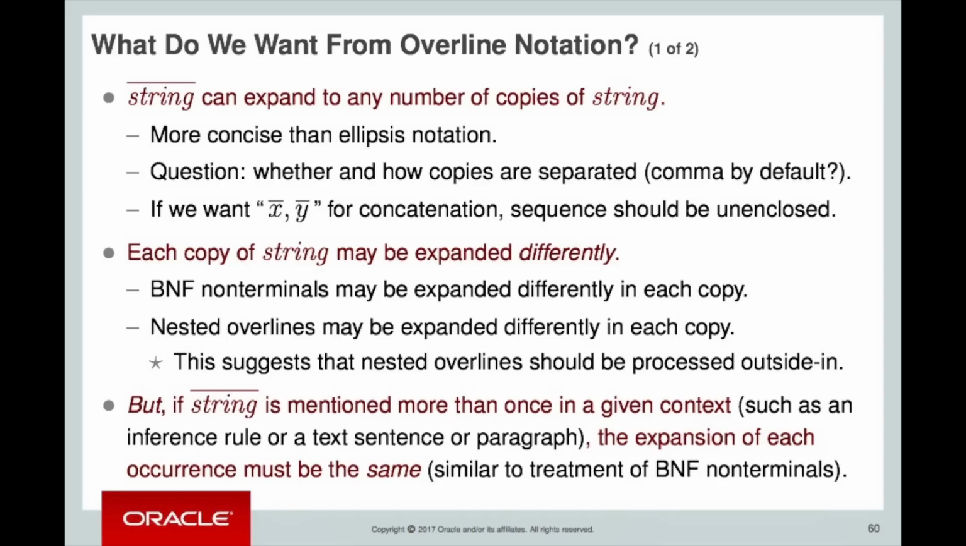Let's talk a little about what we want from overline notation. Let's try to analyze it from a language analysis point of view. We know an overline string expands to any number of copies of string. This is more concise than the ellipsis notation. There are questions about how the copies are separated, whether a comma is there. I'm not going to worry about that for now. And we have a convention that each copy of string may be expanded differently. If we say a function call looks like f, and then in parentheses, E overline, we want each E to be able to become a different expression in order to become the argument expression. So we have this convention that when you make copies through overline, the copies may be expanded differently.